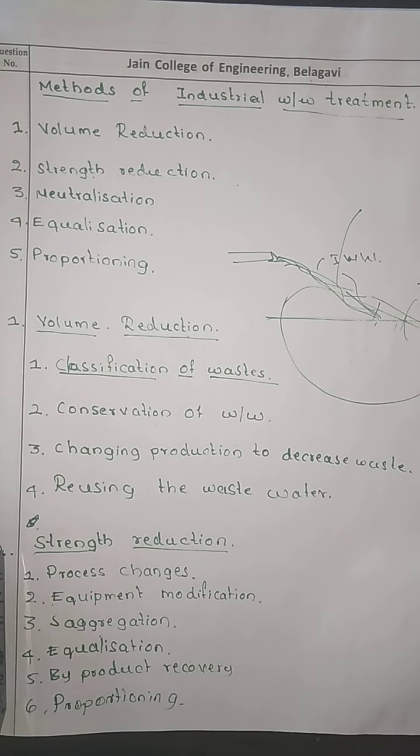Next is changing the production process to decrease the waste. Sometimes we need to change the production process in order to give less quantity of industrial wastewater to the receiving water body.